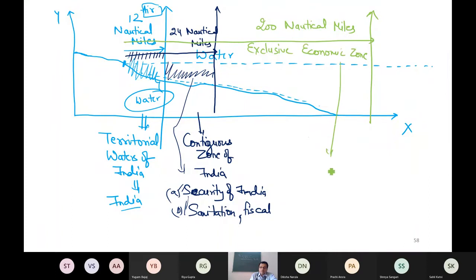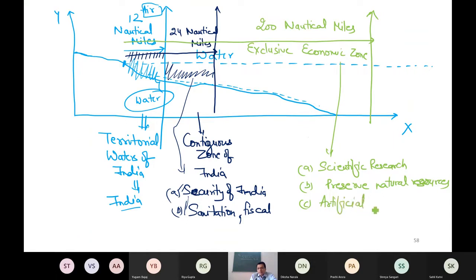In this, what can I do? I can take steps for scientific research. Every nation has this right. I can preserve my natural resources. Every nation can do this. I can build artificial islands. This is what the benefit is.